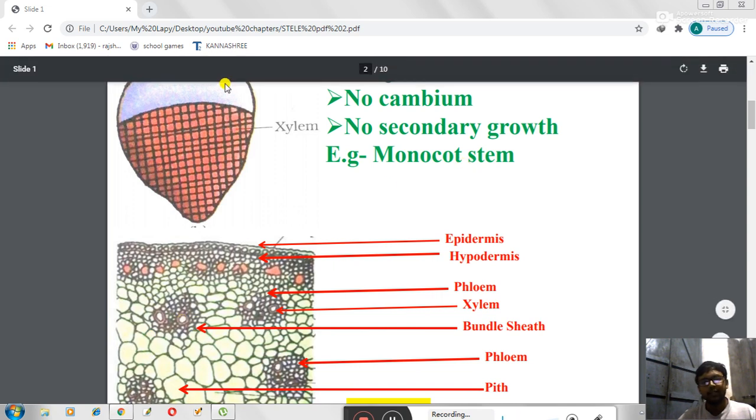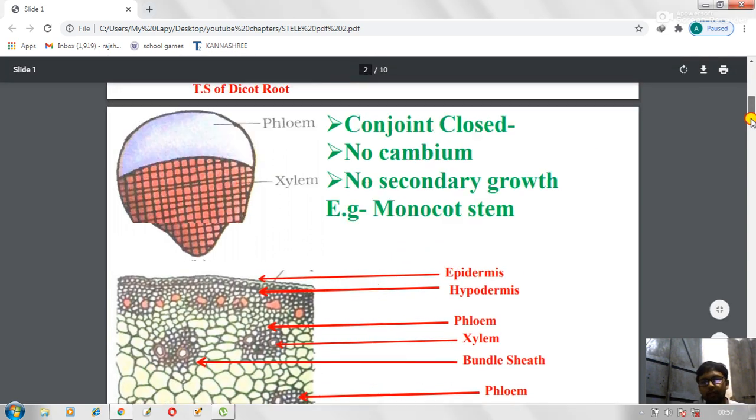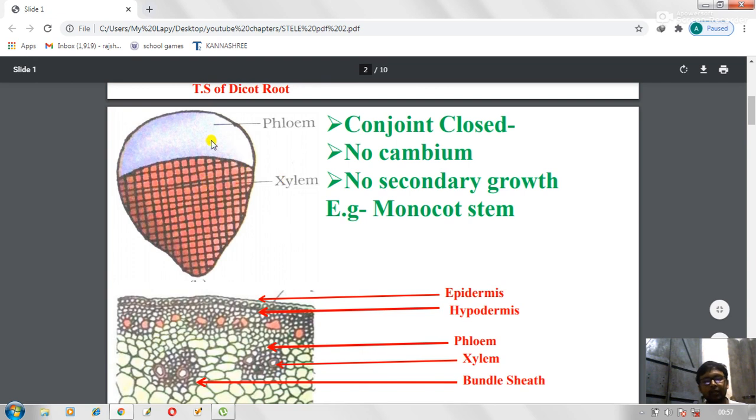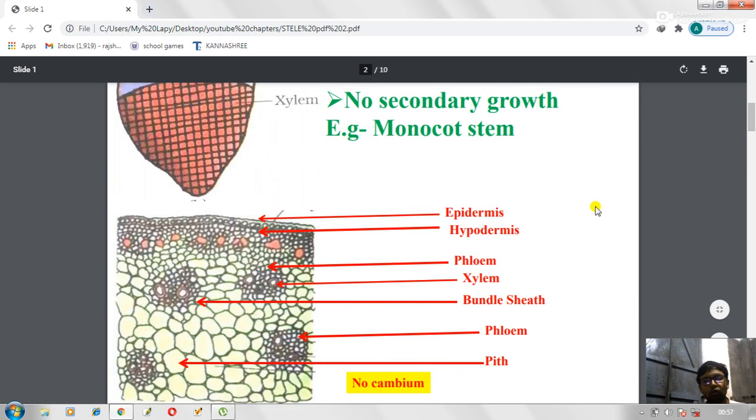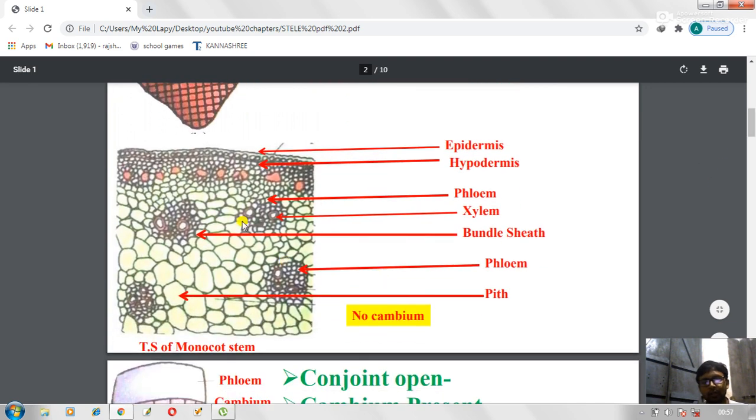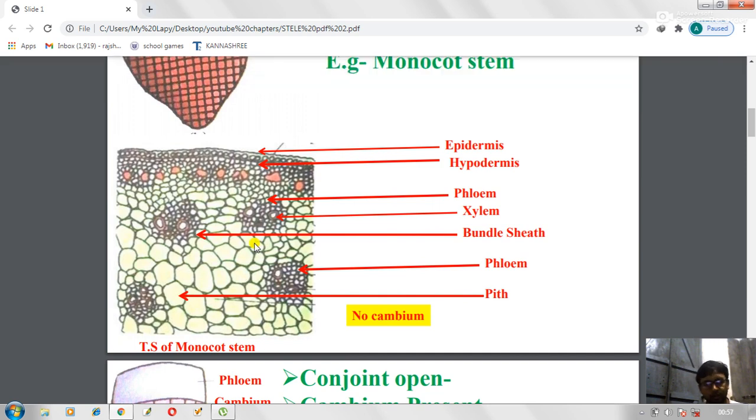So what happens in this case? The xylem and phloem are not present alternately; here they are present together. But one important thing is that no cambium is present, so there is no secondary growth in the monocot stem. In the monocot stem, xylem and phloem are present together in a patch, in a discrete manner, not in a radially arranged manner.